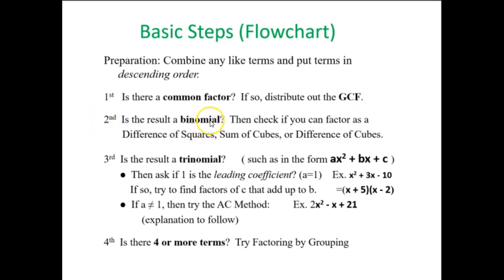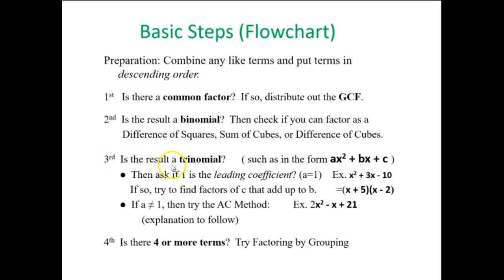Second step, if it's a binomial, then you'll check for either a difference of squares or a sum of cubes or difference of cubes. Pretty much most of the time, if it's a binomial, we'll mainly check for difference of squares.